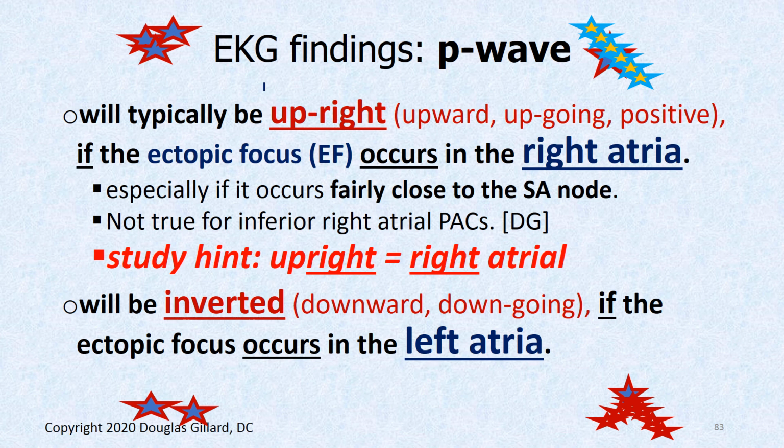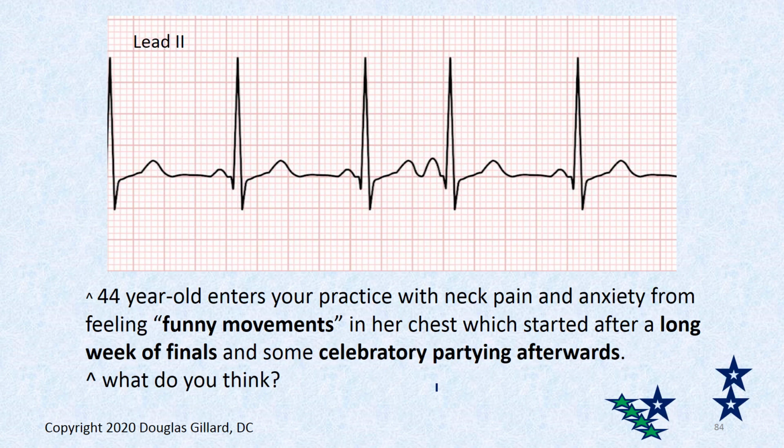All right, P waves. What else do we need? Everything I said about right is upright. So if you see an upright waveform, P wave, that means that it came from the right atria. Right is upright. And if it's downward, it means it came from the left atria. We're talking about PACs still. So right is upright. If it's inverted, that's going to be from the left atria. Let's look at another one.